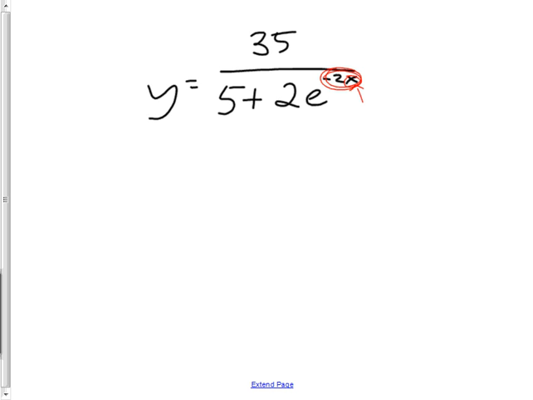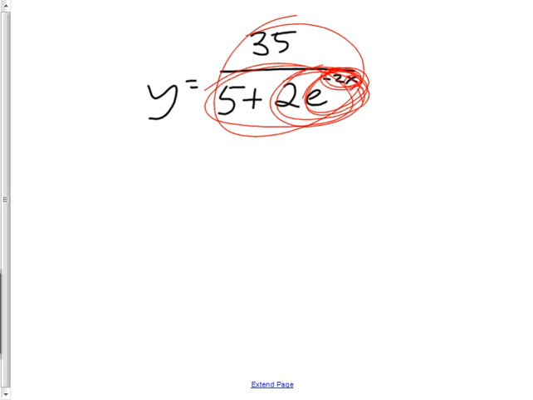You get this is 0, and then e to the 0 is 1, and 1 times 2 is 2, and 2 plus 5 is 7, and 35 divided by 7 is 5. Raise your hand if you had a 5. All right, awesome. So 5 is my Y-intercept, also known as my starting value. It is a coincidence that that was a 5. That didn't happen to make that the answer.